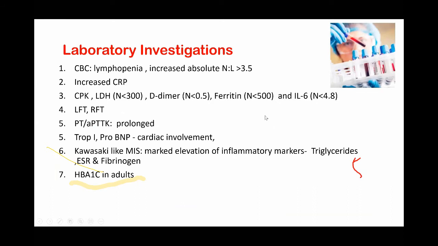Laboratory investigations. Once you get fever and you come in, the first thing we need to check is the CBC. Any patient or any pediatric patient with fever where you suspect COVID, get a CBC done. Although lymphopenia is less common in children as compared to adults, if there is a neutrophilic predominance, that is, neutrophil lymphocyte ratio more than 3.5, probably you are dealing with COVID. The second thing we can do is a CRP, and other inflammatory markers like CPK, LDH, D-dimer, ferritin, and IL-6 levels. Unfortunately, IL-6 levels take a long time to come.